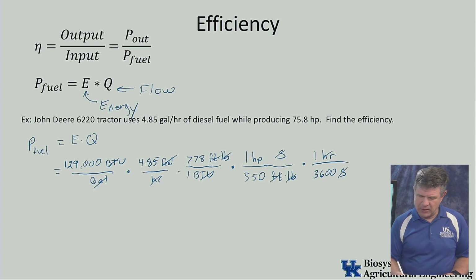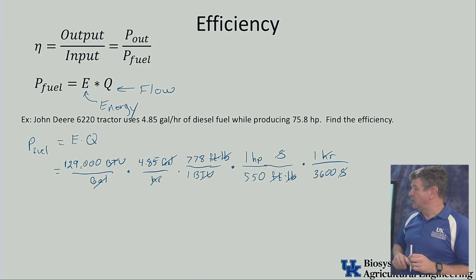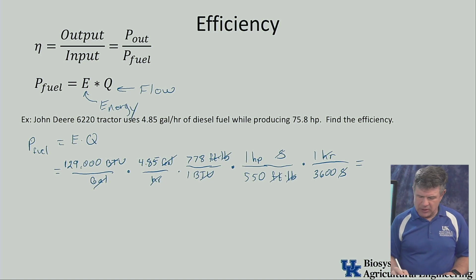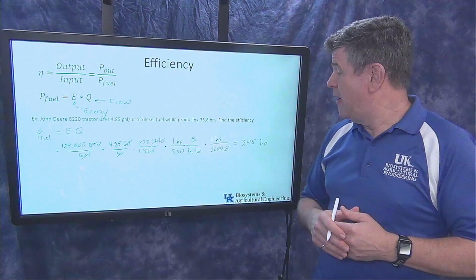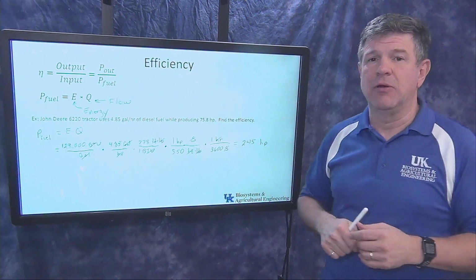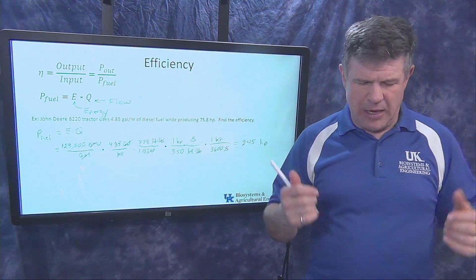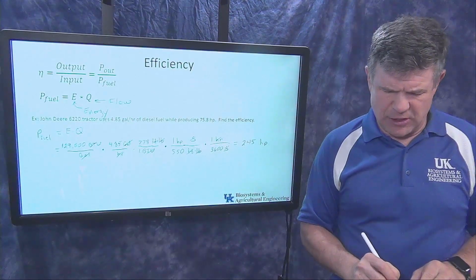So if we calculate that out and go to multiply everything in the numerator, divide everything in the denominator, we're going to come out to 245 horsepower. So that's the power equivalent of the fuel that's going into that engine: 245 horsepower. Now let's calculate the efficiency. We have what we need.